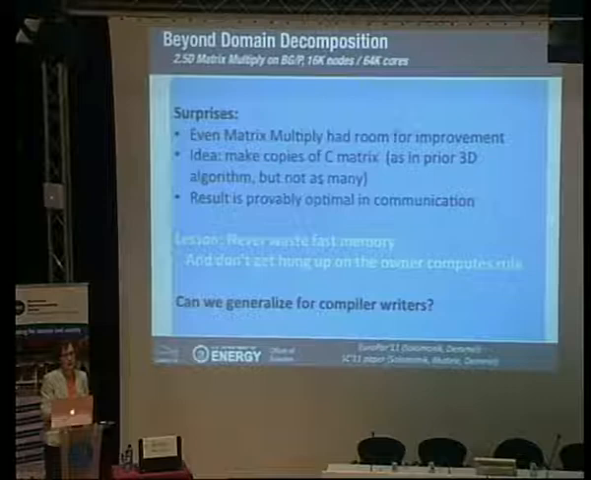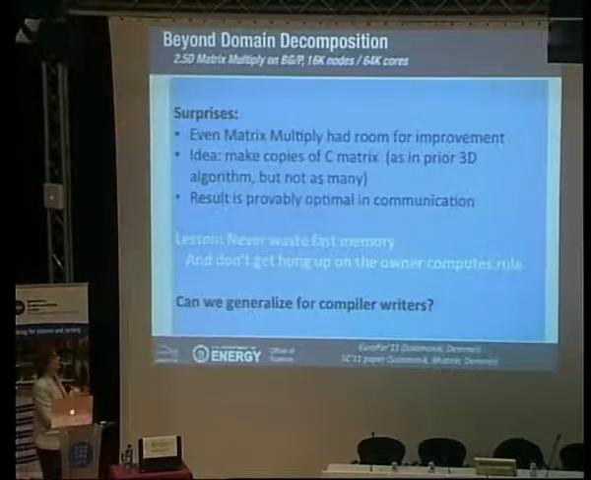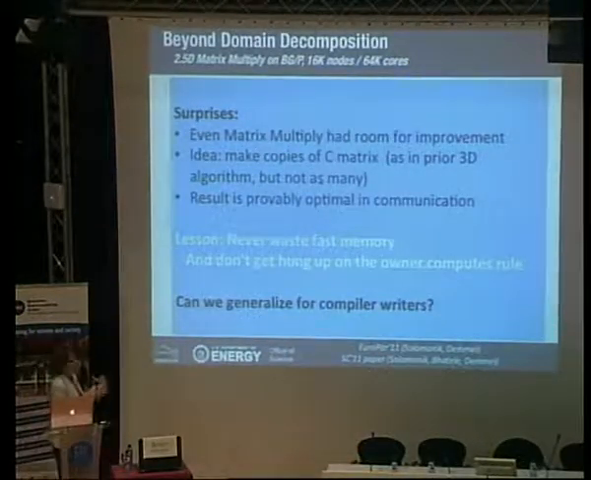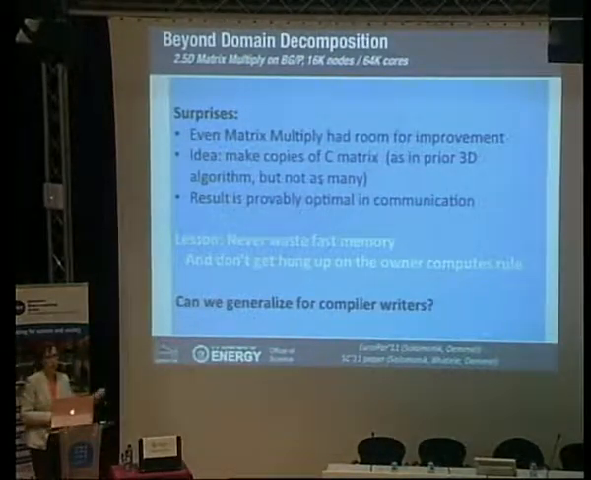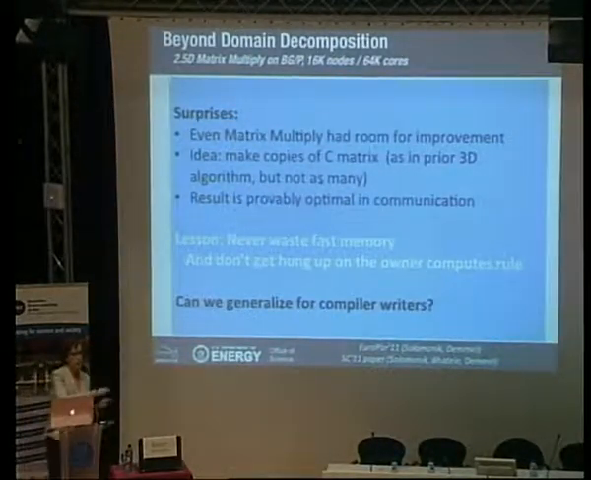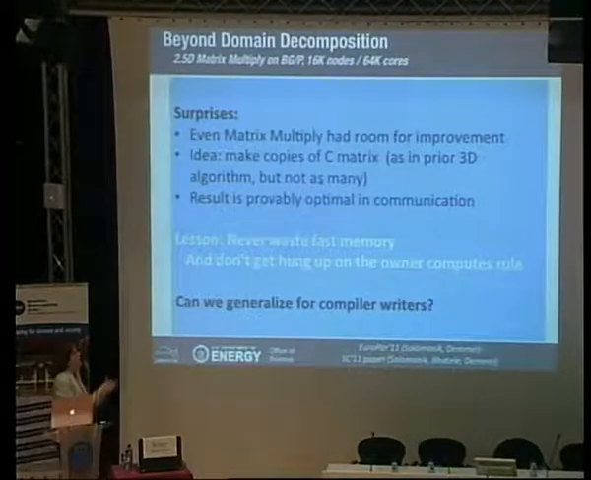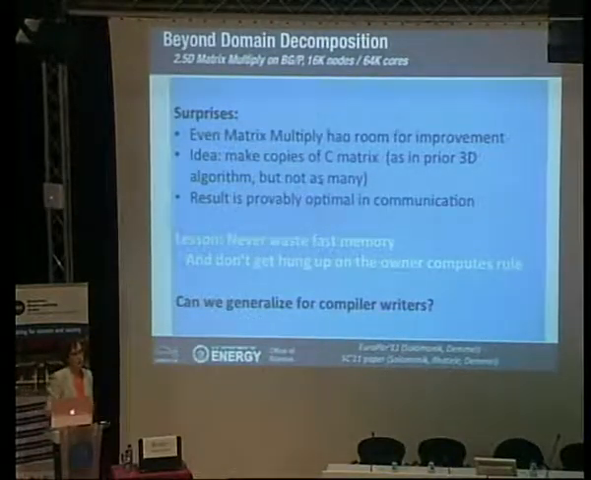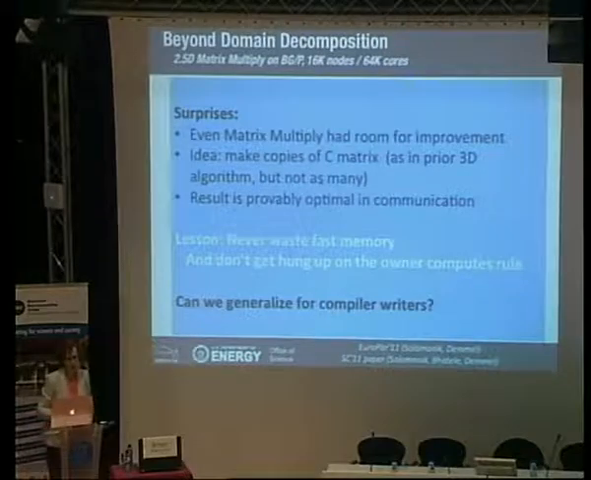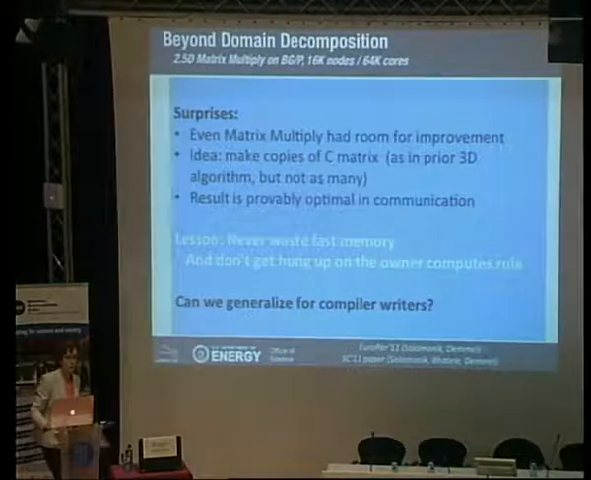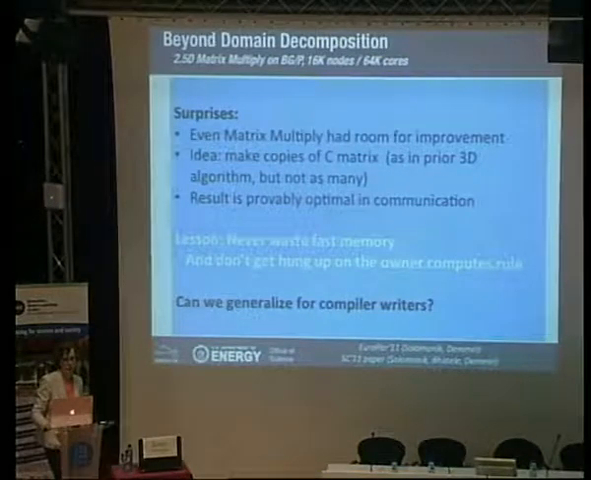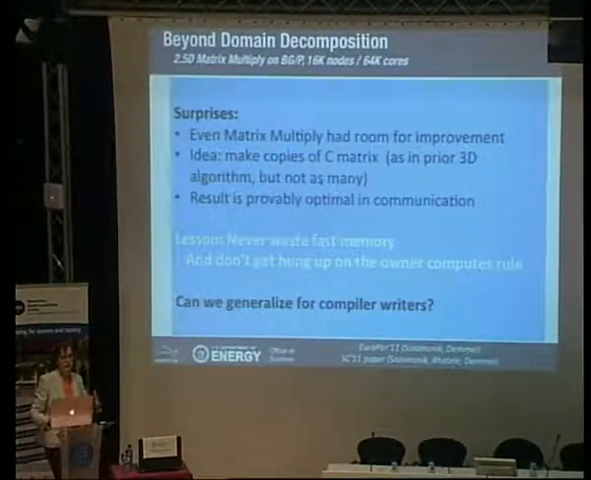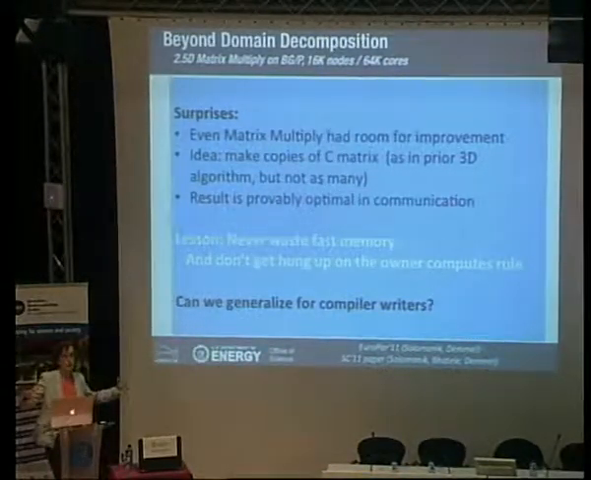If you're computing C equals A times B, C is the result matrix. Rather than just dividing up the C matrix in pieces and saying one processor is responsible for computing one piece, you make copies of it and have a bunch of processors all responsible for the updates in that particular part of the matrix. And you can also prove that this is optimal in communication, which the original 2D algorithm is not. The lesson is, in order to make these copies, you do need more memory.